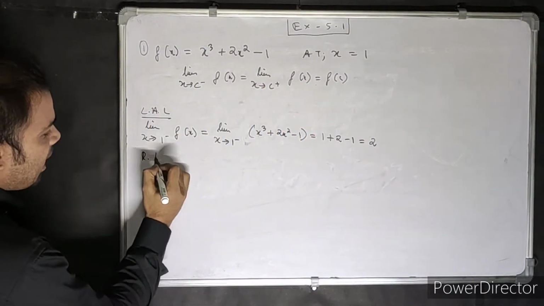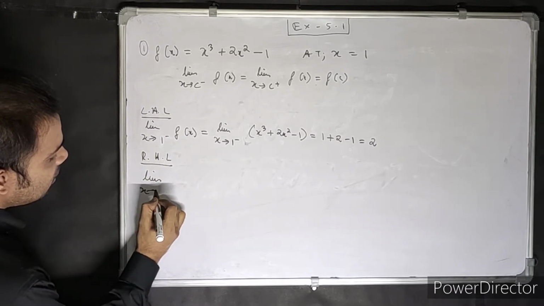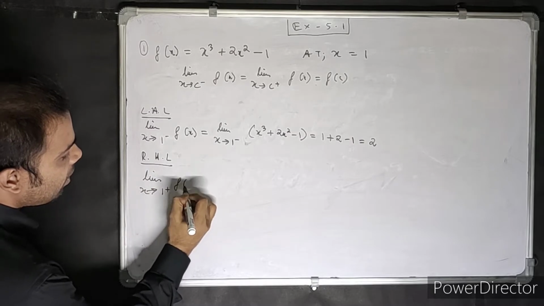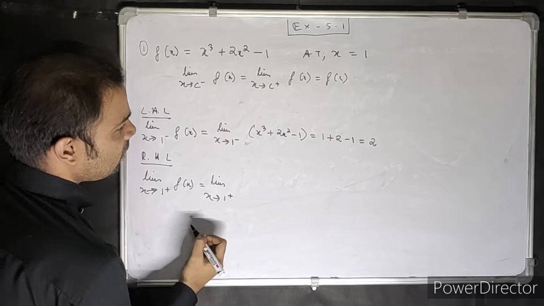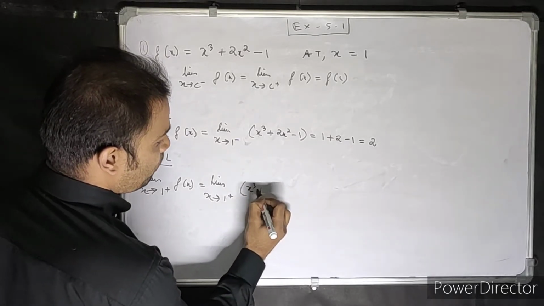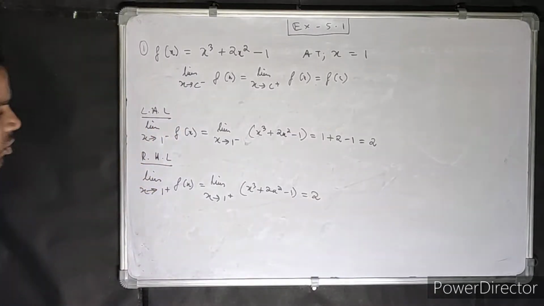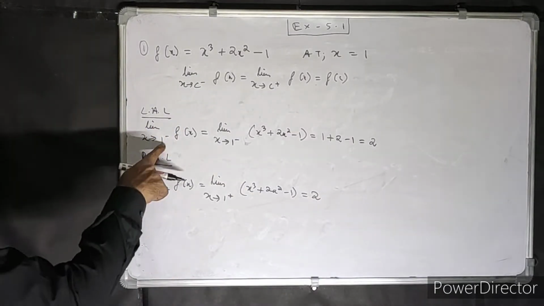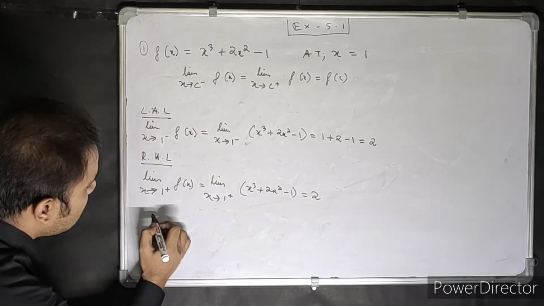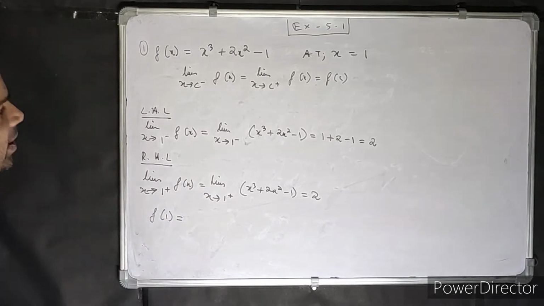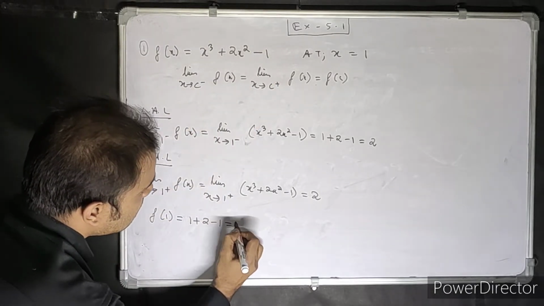Now RHL, right hand limit, is limit of x tends to 1 positive f of x. That is x cube plus 2x square minus 1 will again give you 2 because you put 1 over there. You won't put minus 1. Okay, don't put minus 1. Now after this, simple, f of 1 you have to find. F of 1, put 1 over there. 1 plus 2 minus 1 is again 2.